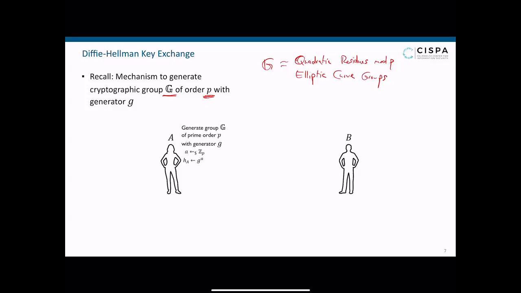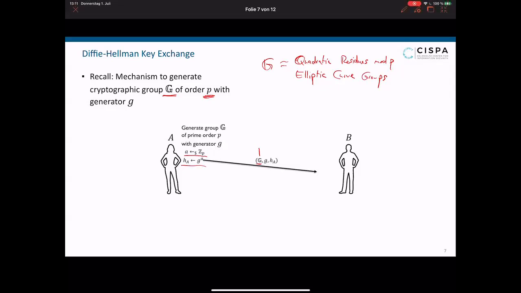What does she do then? She chooses uniformly at random a modular integer a in ZP, and computes this HA as G to the A. Good. Then she sends a description of this group, which consists of, I mean, the generator here is explicit. Whatever description for the group we have, it should at least include the order of the group, which is P in this case. But more importantly, she sends this G and this HA.